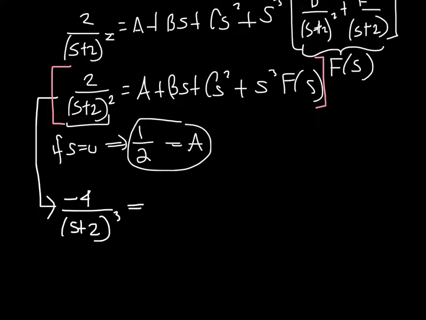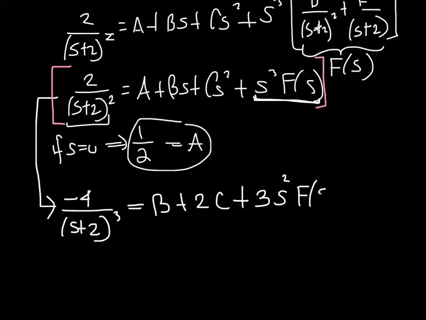Okay, so let's differentiate the right-hand side. If we differentiate, we obtain b plus 2c. And then for this term, I'm actually going to use a product rule. So I end up getting 3s squared, taking the derivative of that, leave s cubed alone, plus, leave s cubed alone, and then I'm going to differentiate my capital F of s.